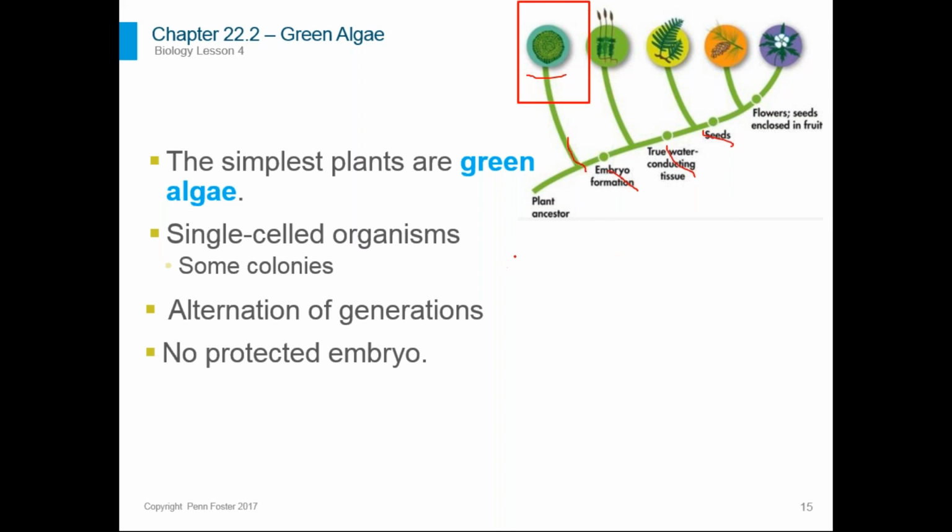They are single-celled organisms, but many times they live in a colony that works together. And they do go through the alternation of generations with haploid and diploid cells. The gametes come together in open water. There's no protected embryo. That pretty much sums up green algae. They're very simple. The next one is bryophytes.